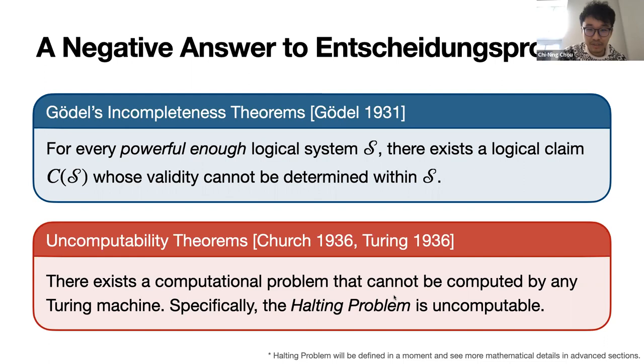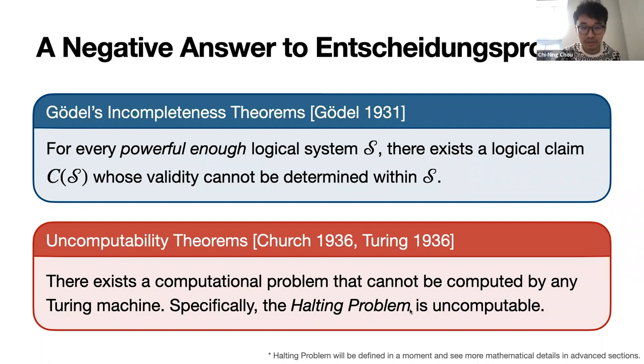solved the Hilbert string, which is the uncomputability theorems. They were proved by Church and Turing, kind of at the same time. It's a historically complex story, but I won't digress there. But what they really did is the following. They showed that there exist computational problems, which, in Turing's case, is known as the Halting problem. And it showed that there's no mechanical procedure, or equivalently, no Turing machine, that can solve it.